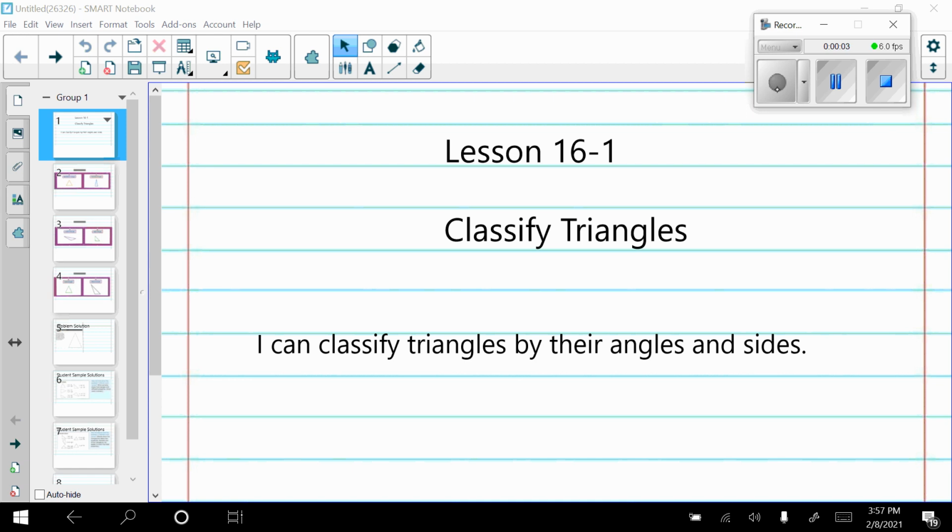Welcome to lesson 16-1, classify triangles. Your I can statement for tonight is I can classify triangles by their angles and sides. Go ahead and write that I can statement by pushing pause and then push play when you're ready to continue.